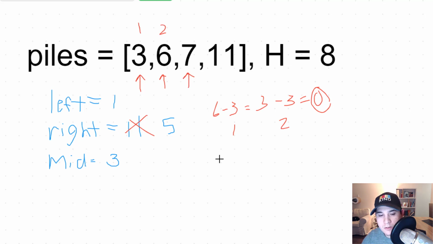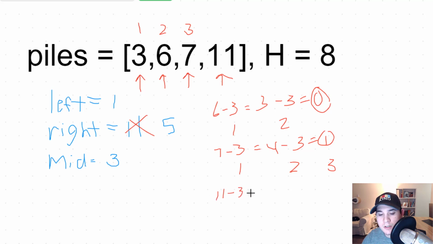Go to the next one. 7 minus 3, we have 4. That took her 1 hour. 4 minus 3, we have 1. That took her another hour. And then we have 1 banana left. So it's going to take her another hour to eat that last banana. So we have 3. And then we're going to go to the last one.